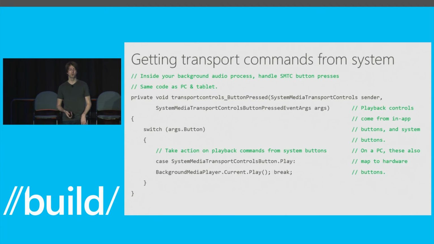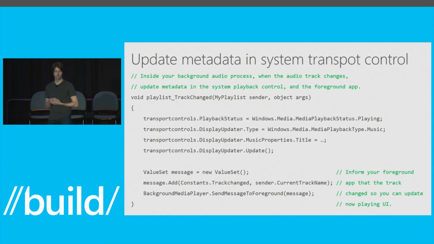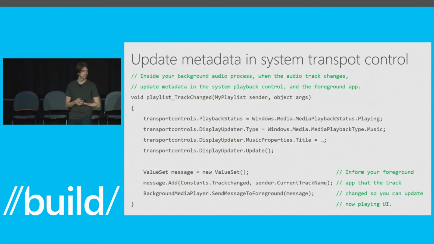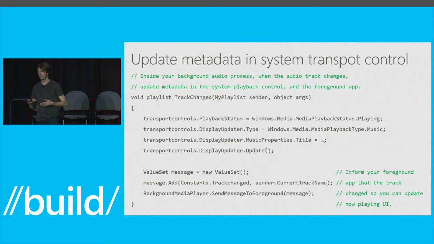So you implement this once, the first time, inside of your background process, and you'll be able to take complete control. Updating the metadata that's playing is exactly the same as you would do on any of our family of devices. Inside your background process, whenever a track changes or you want to update any metadata, you do that very simply by using the display updater off of your transport control object. And again, you pass these messages and key value pairs up to the app, so that your app knows to change its now playing UI.